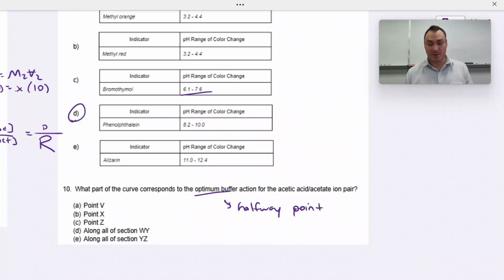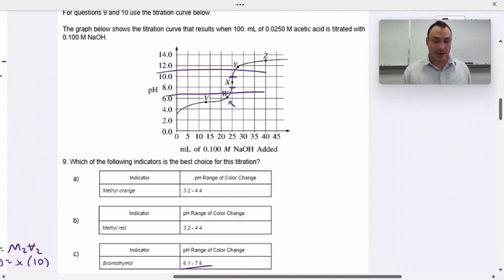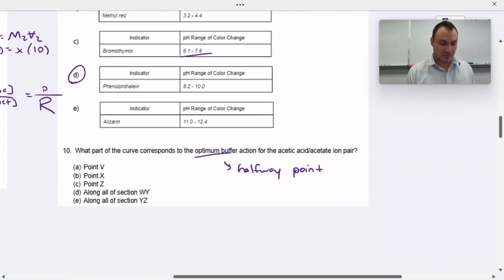At the halfway point, that's where pH is equal to pKa. That's when we're in the middle of the buffer zone. That's when the buffer is at its most effective, when we have equal concentrations of acid and conjugate base. You can do a Rice table to see that, but we're looking for the halfway point. If the equivalence point is at 25, the halfway point is at 12.5, so V is the answer there. So point V is when the optimum buffer occurs.